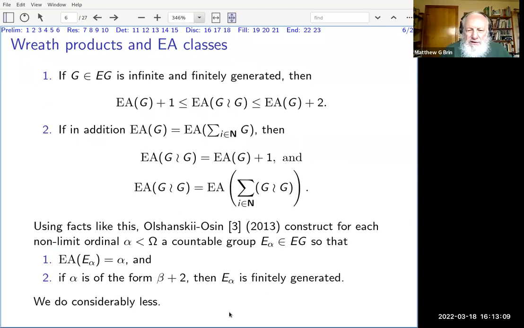Wreath products will come into use a certain amount, and skipping exactly what wreath product I'm using, wreath products tend to raise the EA class. So if you have an infinite finitely generated group that's elementary amenable, it even works if the EA class is 0, then the wreath product of that group with itself will have raised the EA class by either 1 or 2.